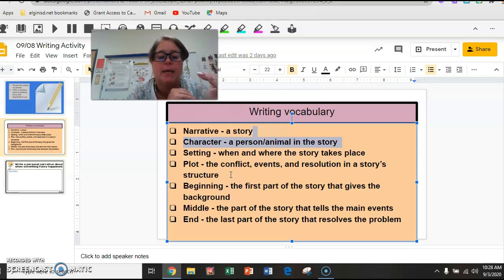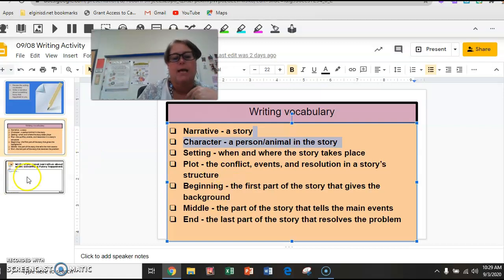And every story has a beginning, middle, and end. The beginning is the very first part of the story, and that gives you all the background information. Let's say you're going to write a story about you and your dog. You would start off by saying, oh, my name is Miss Torres, and I have a dog named Lily. And then you would just write on about your dog. The middle is where all the main things of the story happen. And the end is when you're wrapping up the story, coming to a conclusion and ending the story. So those are three important parts to remember when you're writing a narrative: the beginning, the middle, and the end.